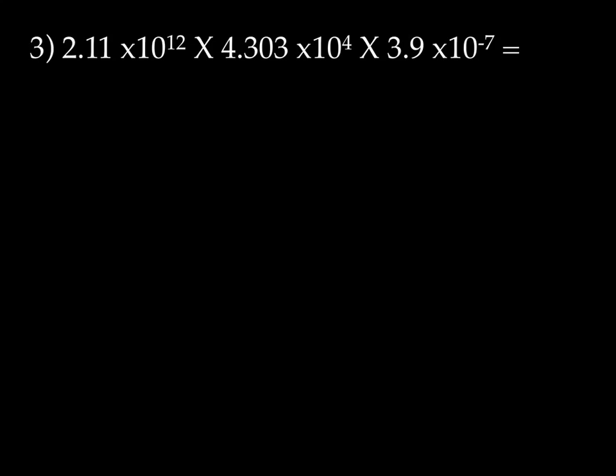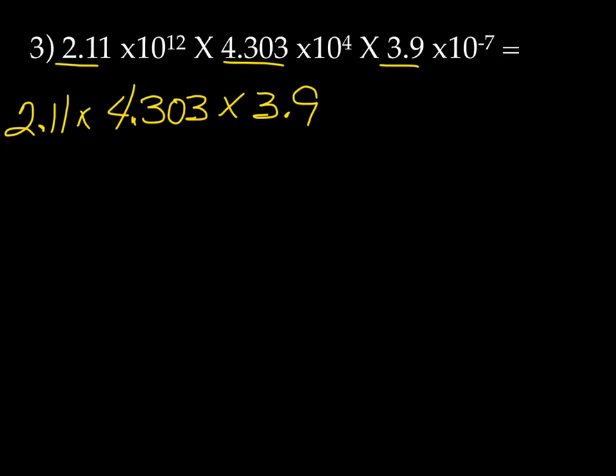Number 3 is a multiplication problem. This time I gave you some extra numbers, see if you could figure that one out. All right, so again, when we have a multiplication problem with scientific notation, first thing we do is multiply the coefficients. So we're going to have 2.11 times 4.303 times 3.9, and that gives an answer of 35.409387. Okay, our sig figs.